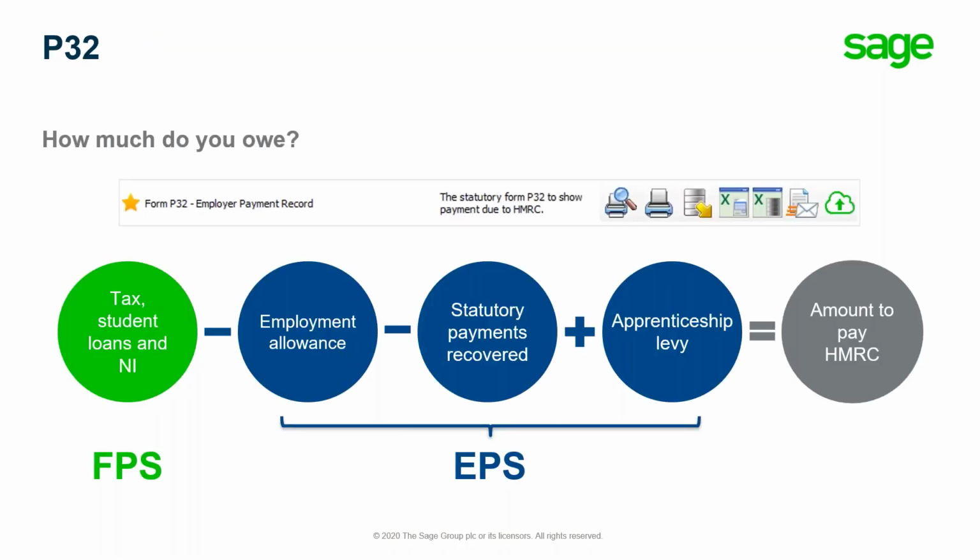So this P32 report used to be part of the kind of paying in book that you got, but these days most payments are done electronically, and it really breaks down your bill to HMRC each month by adding together all of the income tax, student loans, and national insurance contributions for each employee, deducting any employment allowance that you're claiming if you haven't claimed at all, and any statutory payments you've recovered, and then adding on apprenticeship levy for those larger businesses that pay that to give you an amount due to HMRC.